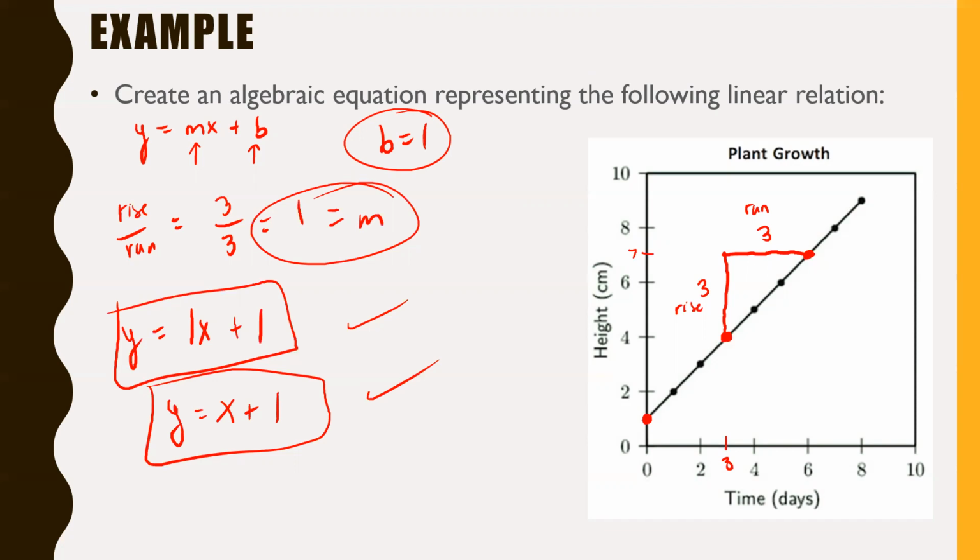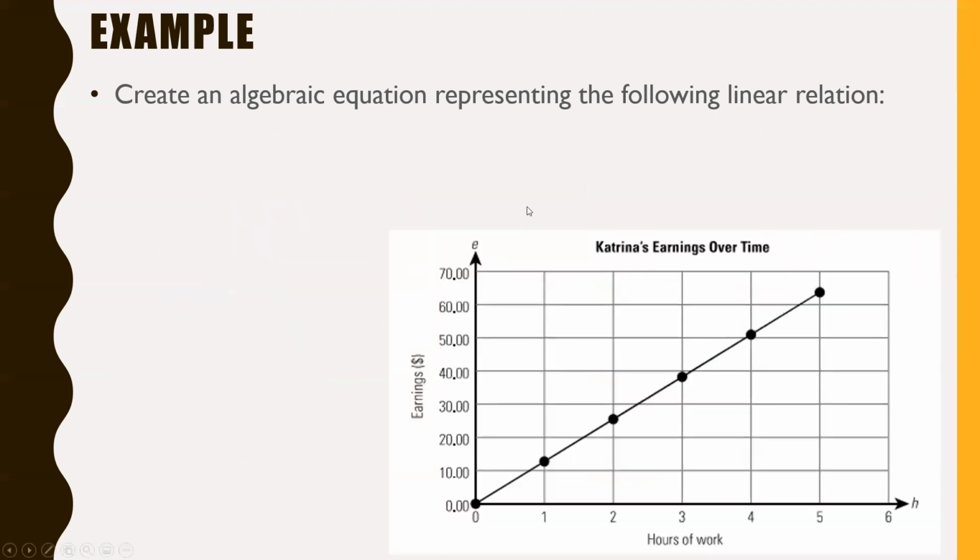So long story short, when you have a graph, just find your y-intercept, that's your b, and then find your slope, that's your m, and you're done. Just write it as y equals mx plus b. Awesome. All right, what about this one here?